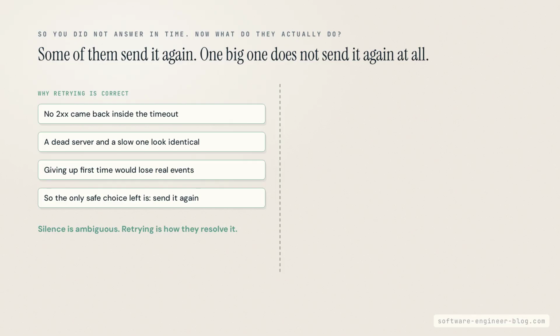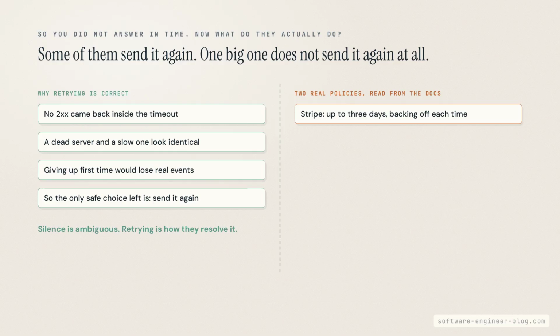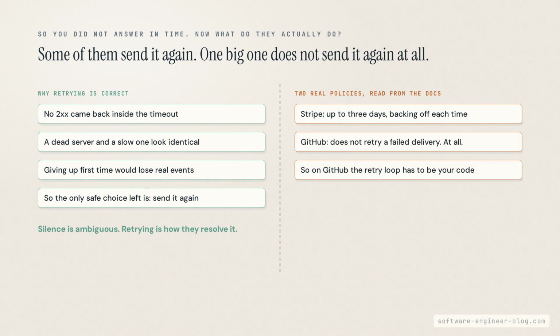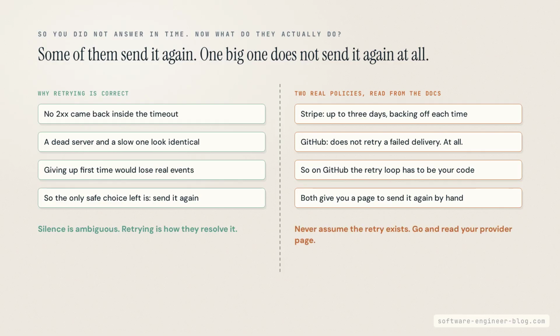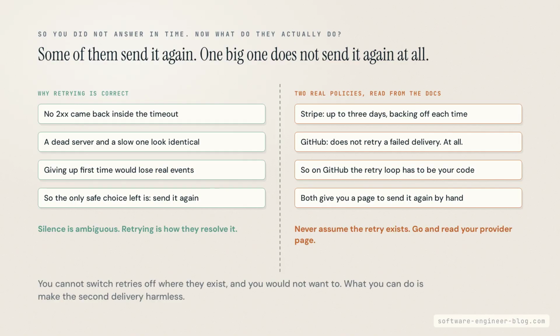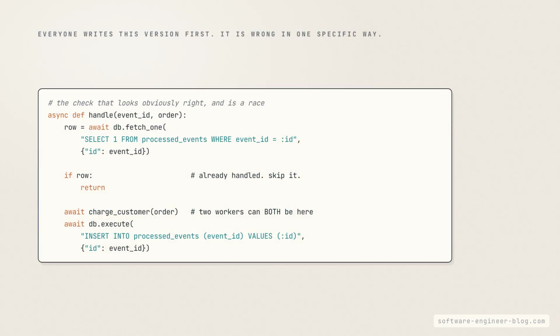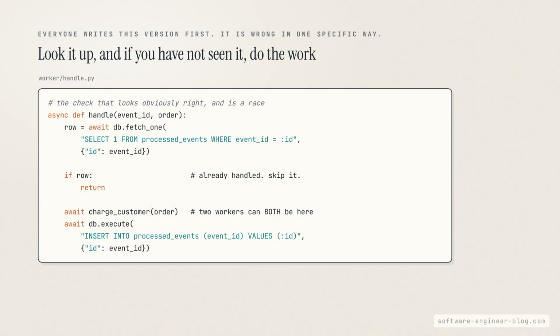I read 2 sets of documentation this week, and they do the opposite thing. Stripe retries a failed delivery for up to 3 days with growing gaps between attempts. That growing gap is called exponential backoff. GitHub does not retry a failed delivery at all, not once. It says so in plain words in their documentation. So on GitHub, the retry loop is your code, or there is no retry loop. Both of them do give you a page where you can send a failed delivery again by hand. Go and read the page for the provider you actually use before you rely on a retry that may not exist. Now making the second delivery harmless. Here is the version everybody writes first, and it is wrong in a very specific way.